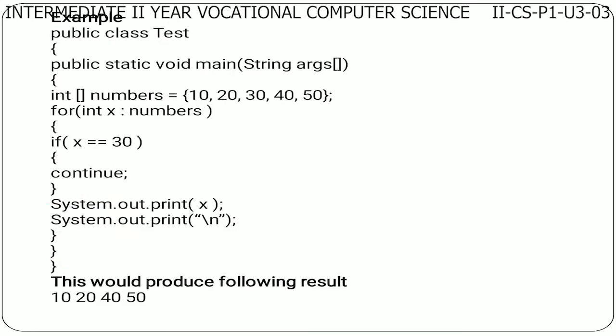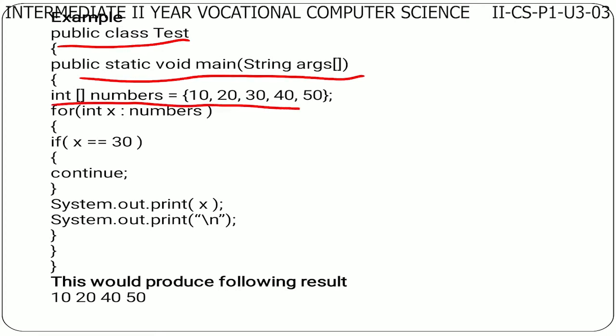Here I am explaining a small example representing the continue keyword. I am taking public class test. Within the class test, I am taking the public static void main string args, opening the main function. Within the main function, I am declaring an array named numbers, and this array is storing the values 10, 20, 30, 40, 50 within it.